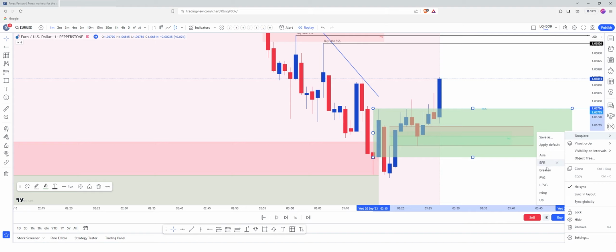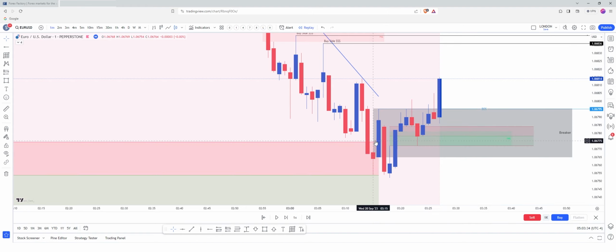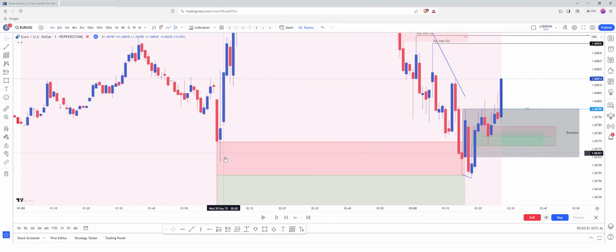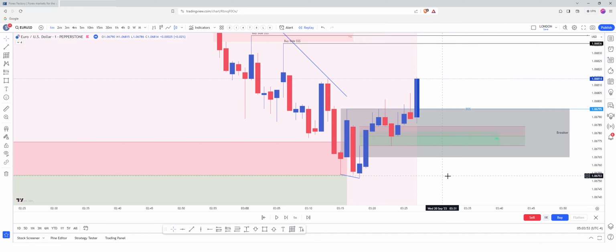So that is a breaker. This is the last up closed candle that created the new low. So it created a swing high, led to a new swing low. We do kind of have relative equal lows here, so that's not ideal. But we have respected 50% consequent encroachment of this wick.